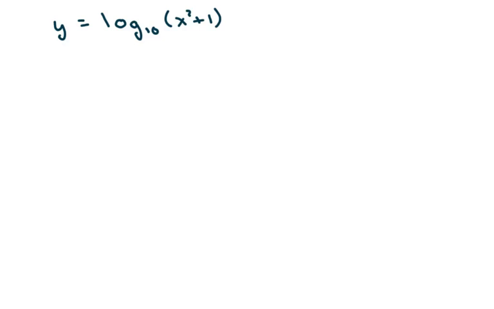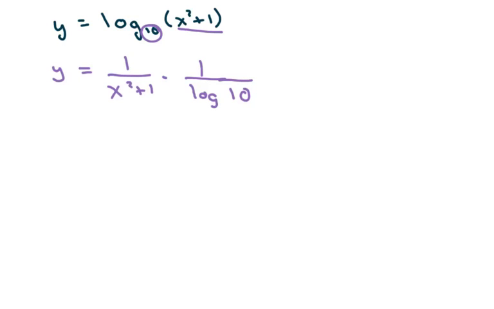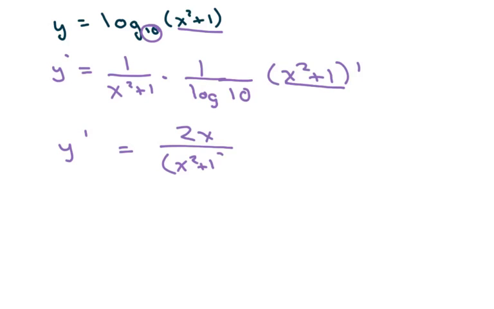And let's do this one. This one's not as complicated. We do have a base a there, which is 10 in this case. So when you take the derivative of that, that's just going to be 1 over x squared plus 1 times 1 over log of 10. Then you take the derivative of this function. So what we're going to end up getting, and this is all the derivative, the derivative of this is just 2x, and you're going to get x squared plus 1 times log 10.